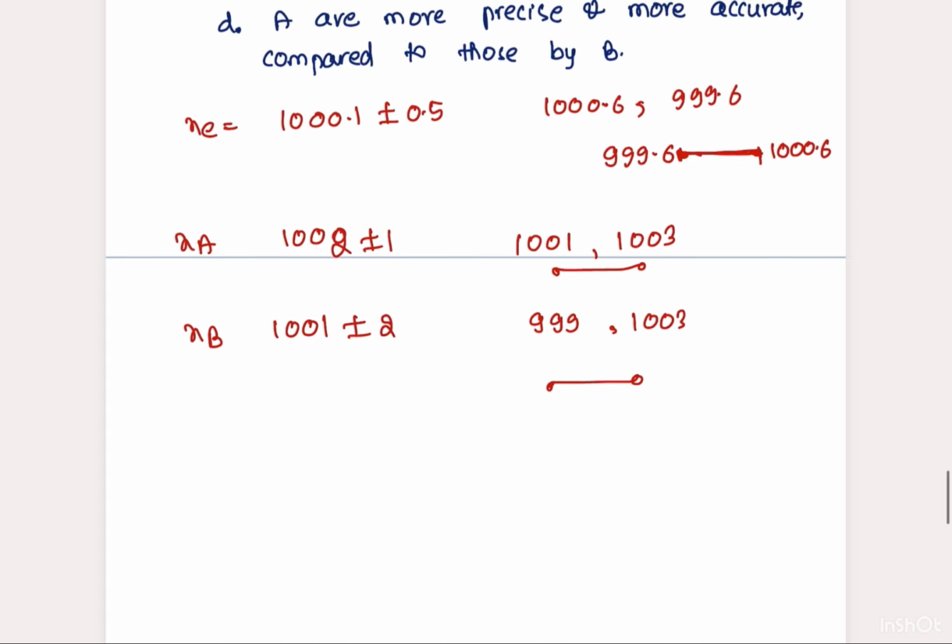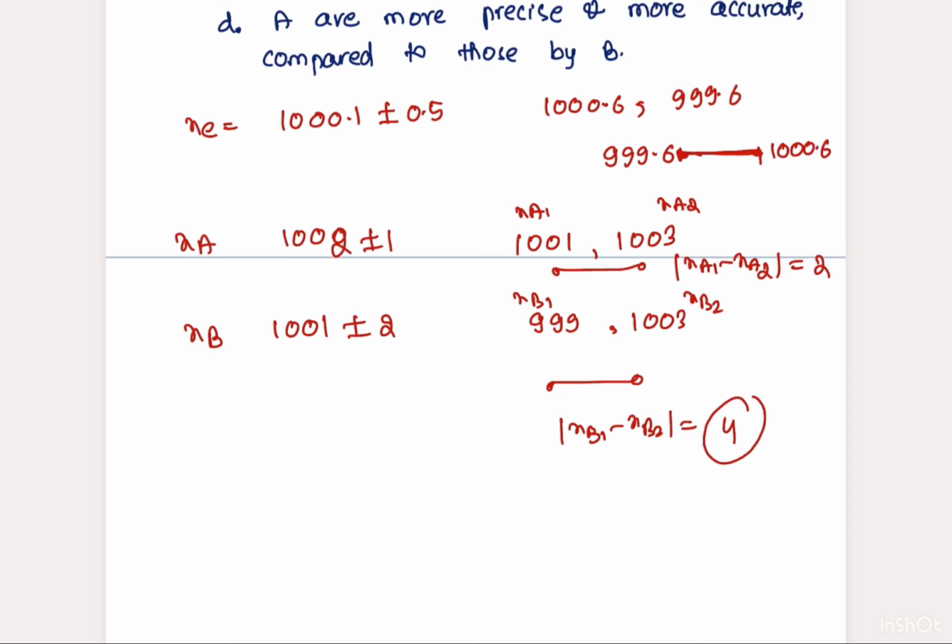So we can just observe. Suppose the XA values are XA1 and XA2. The difference between XA1 and XA2 will be 2, and the difference between XB1 and XB2 will be 4. So you can observe XB1 and XB2 values have a difference of 4, and XA1 and XA2 values have a difference of 2, which means that XA1 and XA2 are closer compared to XB1 and XB2. Therefore A is more precise, meaning the multiple observations are closer. A is more precise.